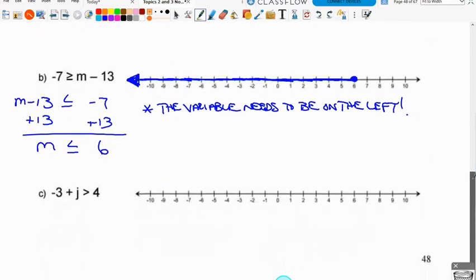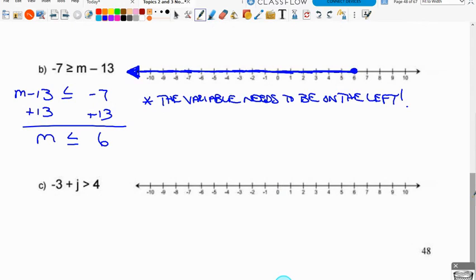Okay, taking a look at our last example, we have -3 plus j is greater than 4. Our variable is on the left where we want it, but it's not alone. It's got that -3 with it. So to isolate the variable term, we're going to have to add 3 to both sides. On the left, -3 plus 3 is 0, leaving us with j. And 4 plus 3 on the right is 7. And adding, once again, will always preserve the symbol. So j is greater than 7.